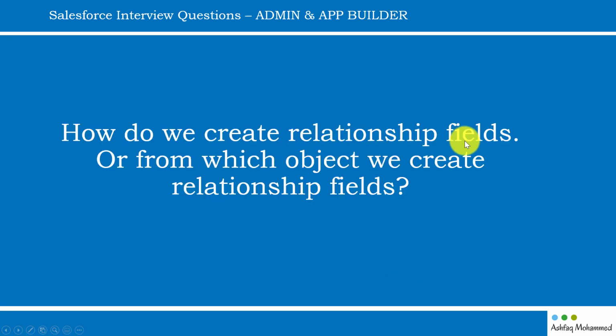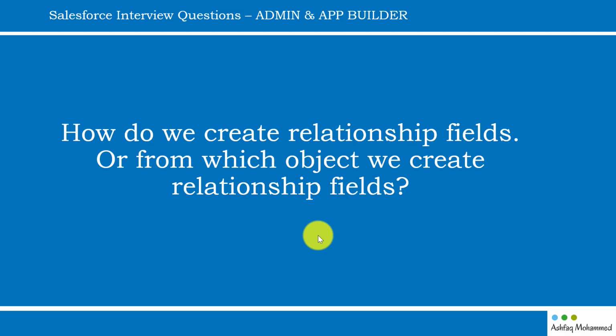How do we create relationship fields, or from which object do we create relationship fields? This might not be an interview question, but it is really important to remember. When you're really new in Salesforce, you struggle. You created two objects, a parent object and a child object, and now you want to create a relationship. You struggle: where should I create this relationship field? Should I create it from the parent, or from the child? In the initial days you get a lot of confusion.